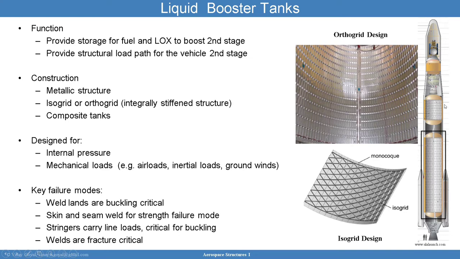The construction is a metallic structure, typically, although composite tanks have been used successfully. Isogrid or orthogrid composites can be used. In here, you can see an isogrid structure, which has ribs raised above the skin. And that's a view from the inside. And we call this a semi-monocoque design. We then here have at the top an orthogrid design. The orthogrid design also has these rib-like structures that are raised.